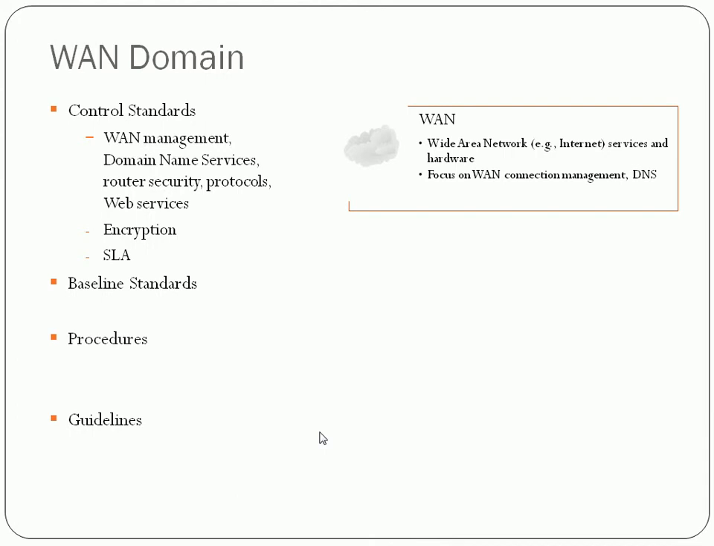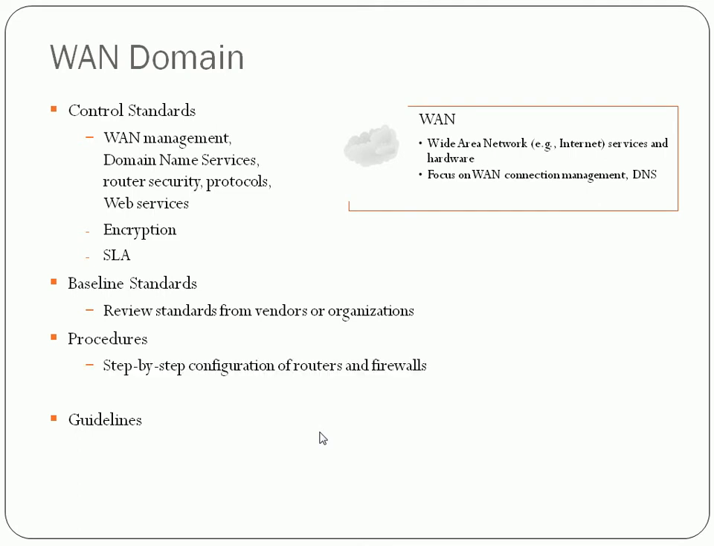SLAs. In your policy, you might have an SLA, and in your control standards, you might have methods or information about how to obtain those SLAs or what to do when there's downtime and things like that. So again, in the baseline standards, we're going to try to implement those control standards on specific technology, and then list step-by-step configuration of all this equipment that's in our WAN domain or that interfaces with the WAN domain. And our book also talks about change management procedures in the WAN domain.